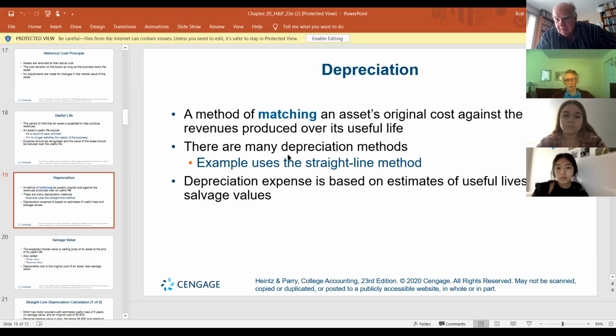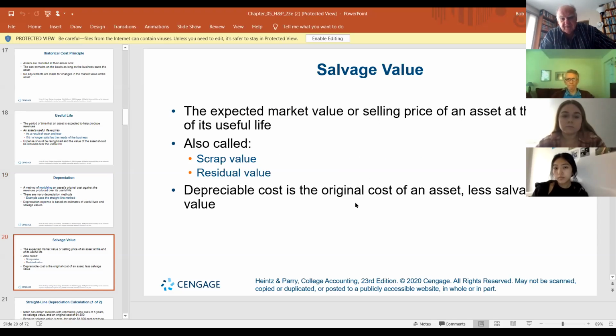And there are various methods. Later on we might get into other depreciation methods, but we're going to use what's called straight line. Depreciation expense is based on the estimated useful life of the asset and any salvage value. So let's talk about that. Salvage value is the expected market value or selling price of the asset at the end of its useful life, okay?